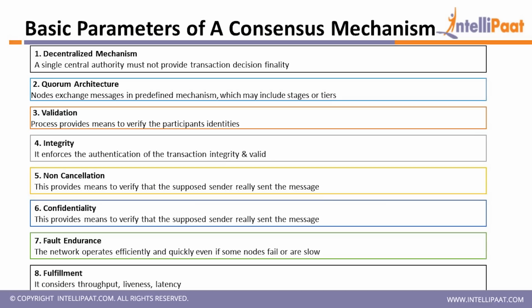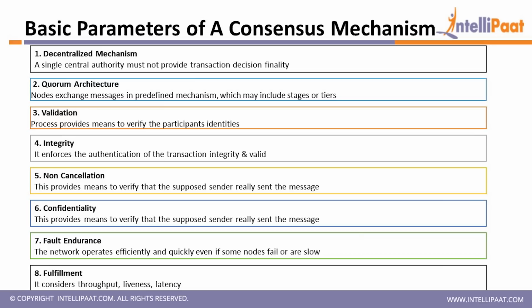Second parameter should be your quorum architecture. Nodes exchange messages in a predefined mechanism, which may include stages or tiers. So what does this mean? This means every node that is transacting in the blockchain should follow certain predefined steps, and any node deviating from this should be considered a bad node and removed from the transaction.